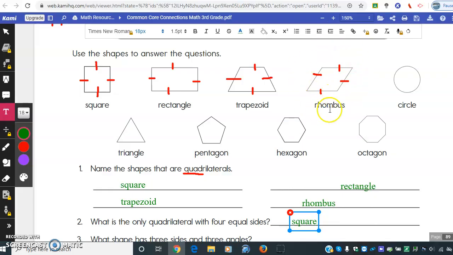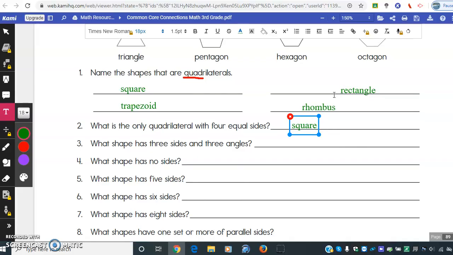Like I said, the rhombus is like a square that has been stepped on and smushed. So I'm going to say rhombus. So if you said square, or if you said rhombus, you were right on both of them. Both of those quadrilaterals have 4 equal sides, so you're right on both.